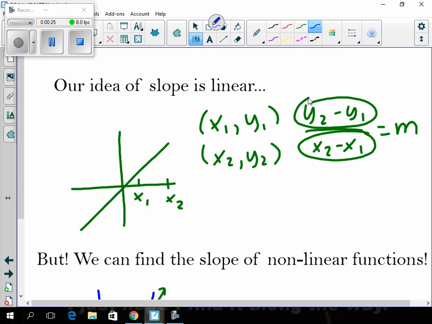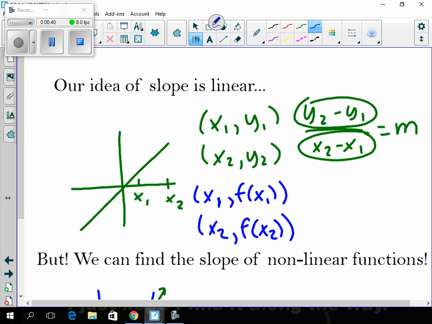In calculus, we're going to be doing something very familiar to that. However, I just want to rewrite it as x1, f of x1, and x2, f of x2. So in calculus, we mostly use function notation. So it's the same idea, f of x2 minus f of x1 all over x2 minus x1. Same idea of slope.